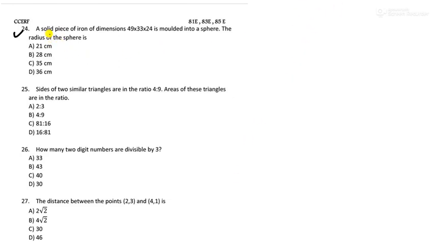So the question is, a solid piece of iron of this dimension is molded into a sphere. The radius of the sphere is dash. So volume of sphere will be equal to what? Volume of this dimension in the shape of, which one? It is cuboid. So volume of sphere should be equal to volume of cuboid.